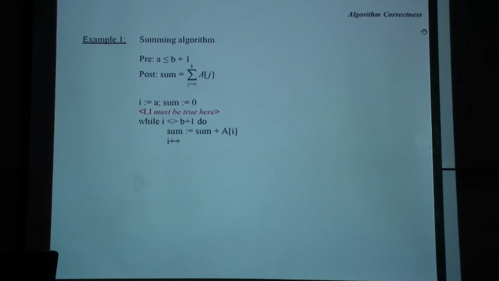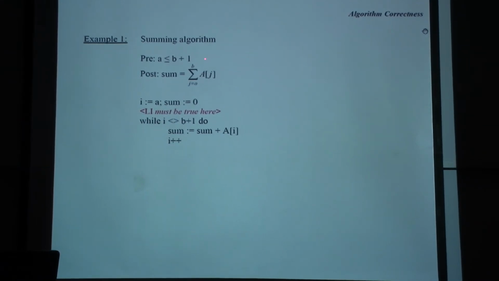Okay, so we have a precondition. The precondition is that A is an array of values where the index a is less than or equal to b plus 1. Make sense? So what does it mean when a is equal to b plus 1? The array is empty. n is equal to 0.